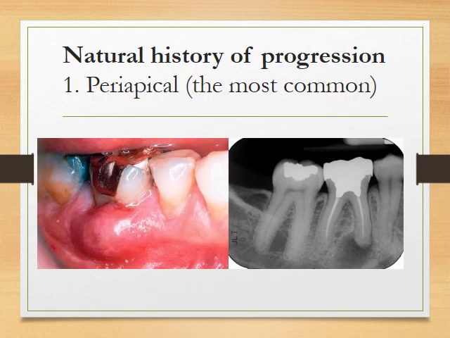The natural history of progression. As we said, we have two major origins of odontogenic infection. First, periapical, which is the most common origin of odontogenic infection.